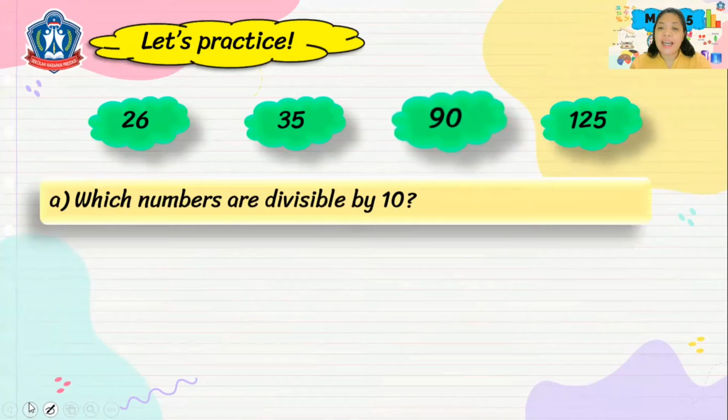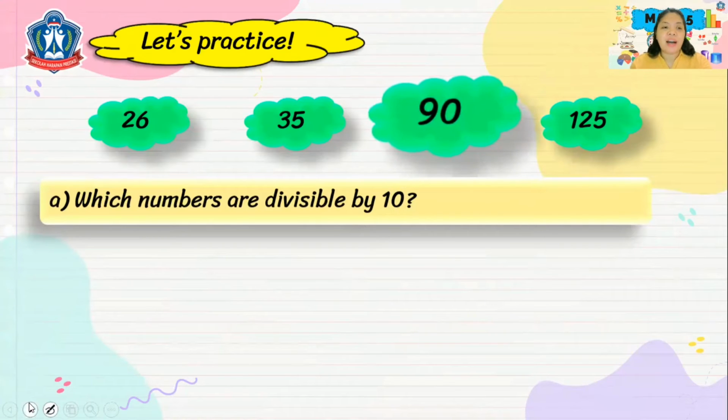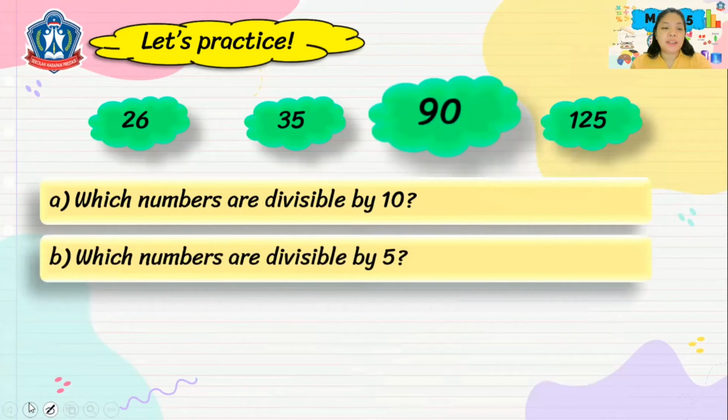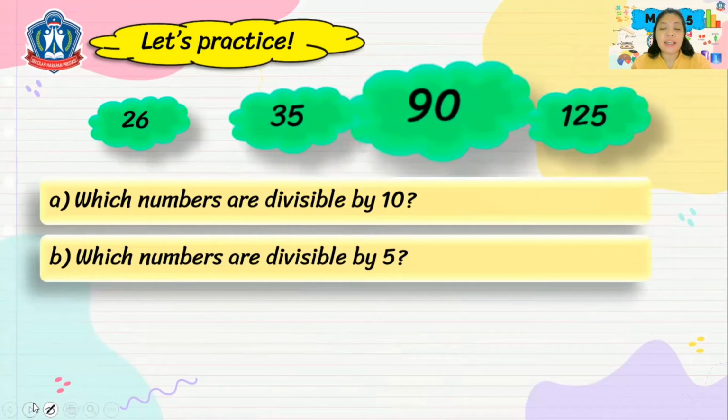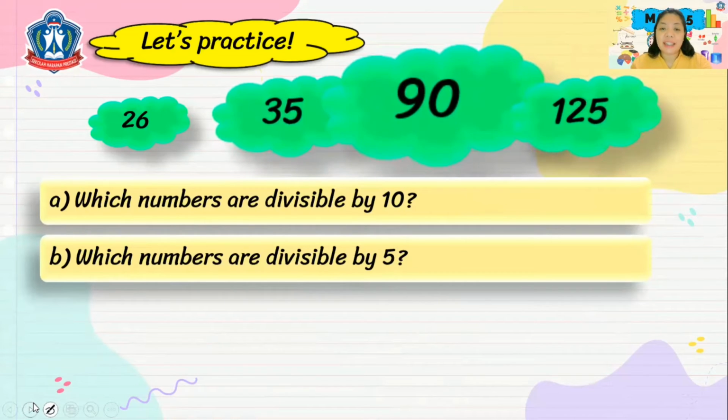So that is 90. How about question number 2, or the next question? Which numbers are divisible by 5? Remember, numbers that are divisible by 5 end with 0 and 5. So we have three numbers that end with 0 and 5. That is 35, 90, and 125.